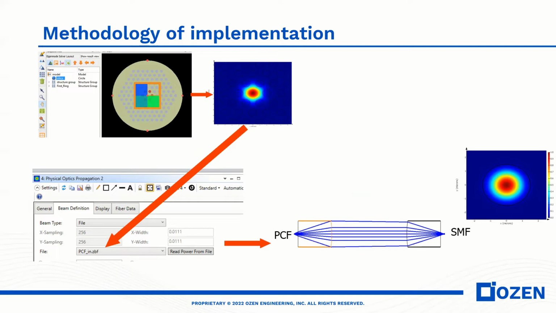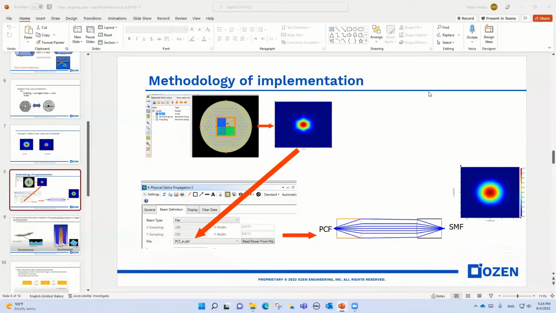Our methodology starts with simulating the photonic crystal fiber in Lumerical, then saving the output file as a ZBF file, and then importing this ZBF file into Zemax in physical optics propagation. We then optimize the optical system in terms of dimensions, lens shape, and thickness. Finally, we save the output of Zemax and import it again into Lumerical. This is the high-level walkthrough that I want to show you in this presentation. So let's continue to the software.